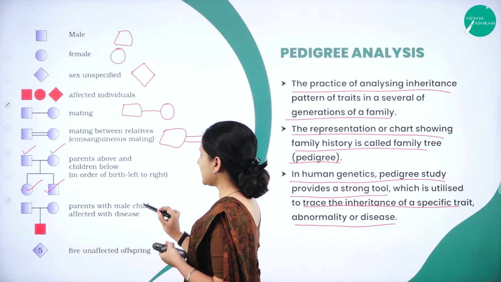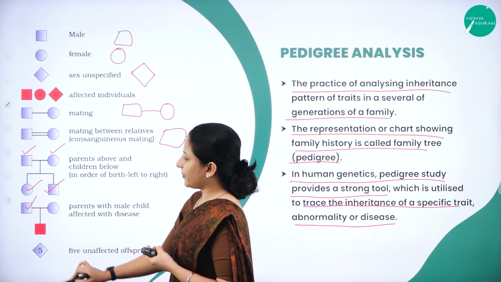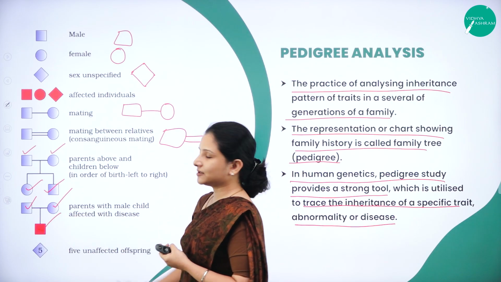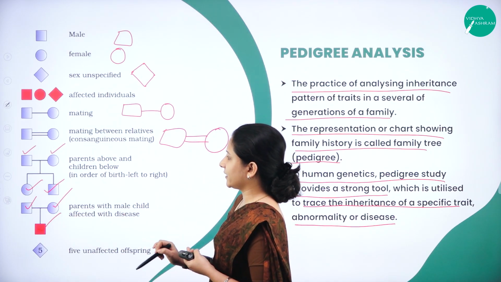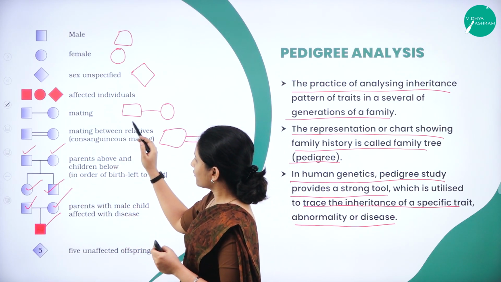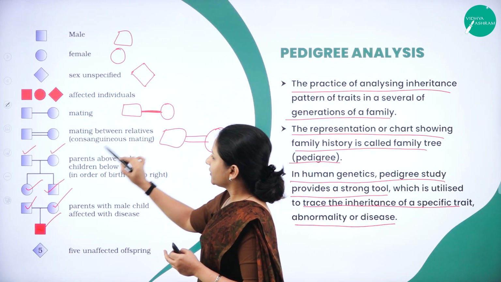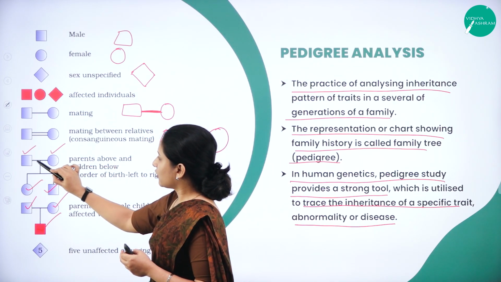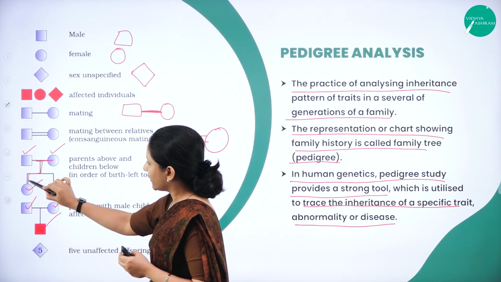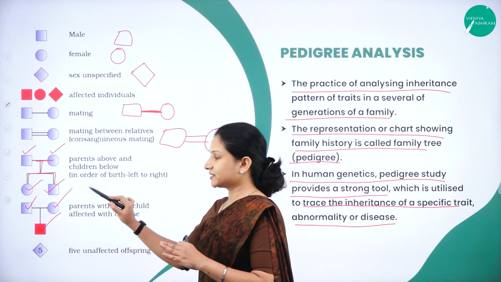And parents with a male child affected with the disease are represented like this. So this is the normal male parent, normal female parent, and the progeny is diseased. So here, I'll tell you how you can understand this. I told you mating means there is a line drawn like this, right? So here the normal male and the normal female have mated, and this has resulted in the development of two progenies, normal female, normal male. It is represented like this.